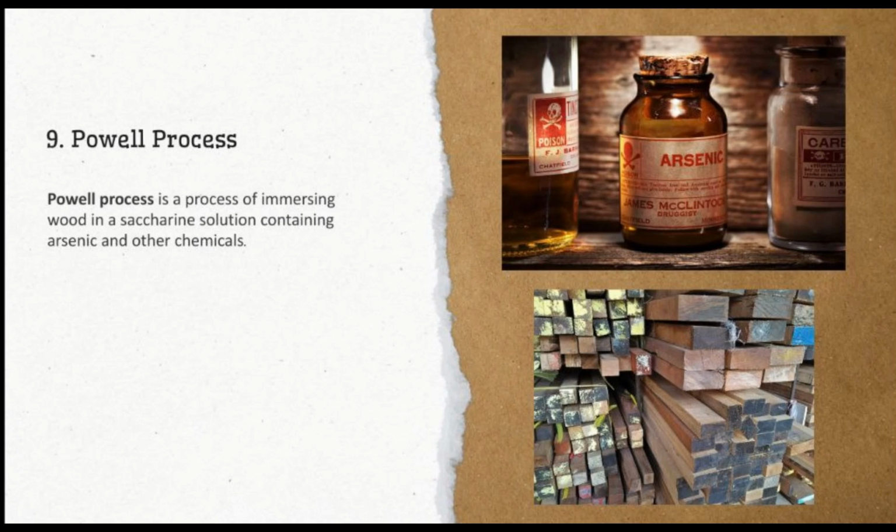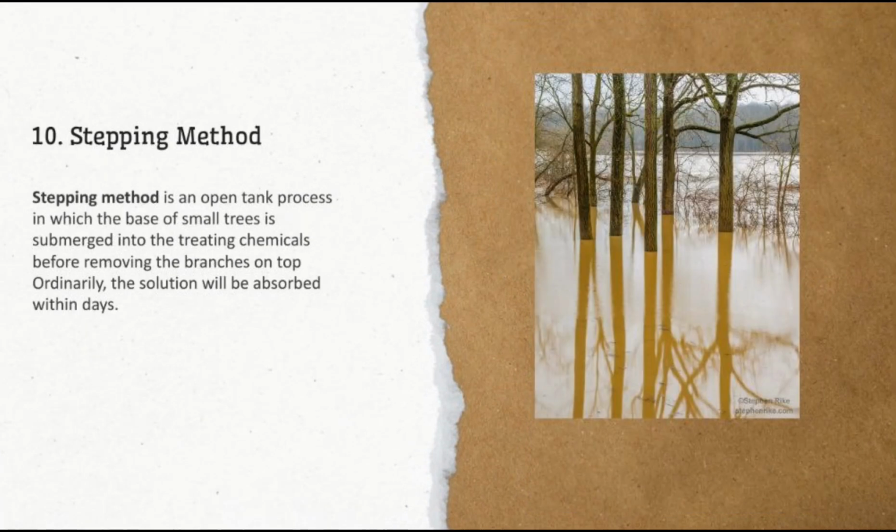Powell process is a process of immersing wood in a saccharine solution containing arsenic and other chemicals. Stepping method is an open tank process in which the base of small trees is submerged into the treating chemicals before moving the branches on top. Ordinarily, the solution will be absorbed within days.